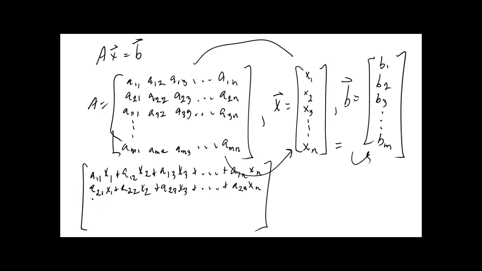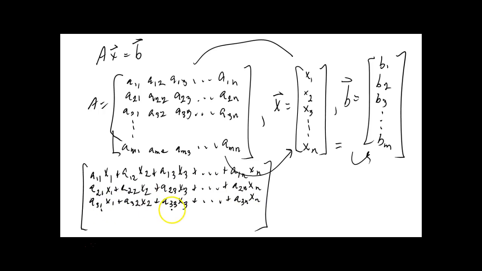It's not a row, it's an entry. This is one single entry. It's a sum of a bunch of products, okay? But it's one number, okay? What's that next number? A31 x1 plus A32 x2 plus A33 x3 plus dot dot dot plus A3n x sub n.